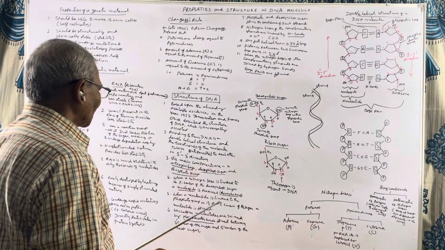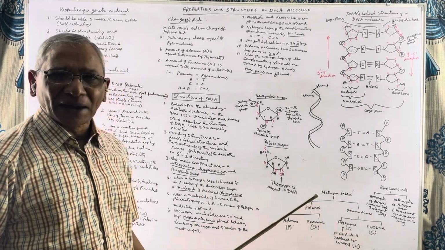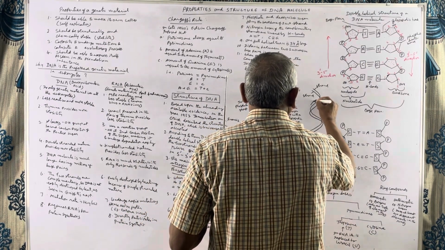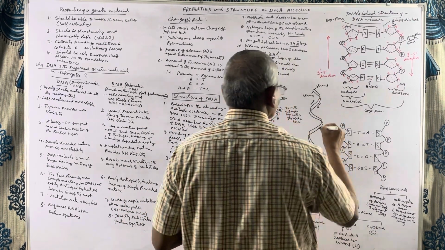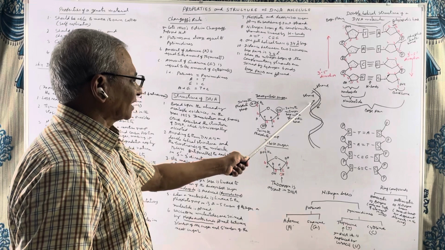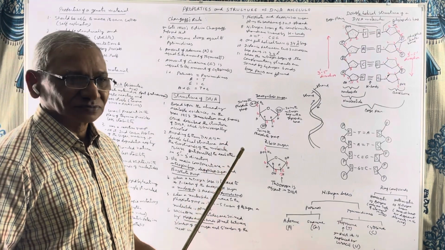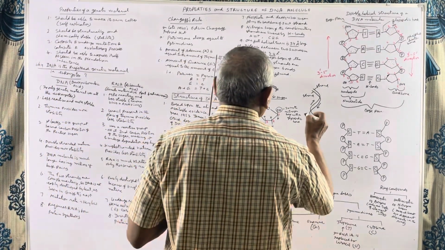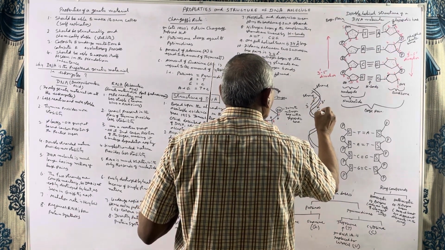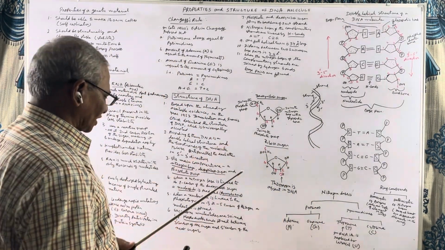Then these two strands, they run anti-parallel. That means if this strand runs like this, the other strand runs like this. I will explain that later on much more clearly. So the two strands run anti-parallel to each other. But there is also a direction. They run in 3' to 5' direction. I will show you later on more clearly.